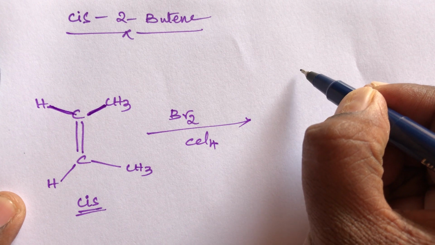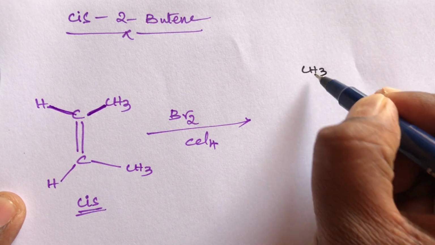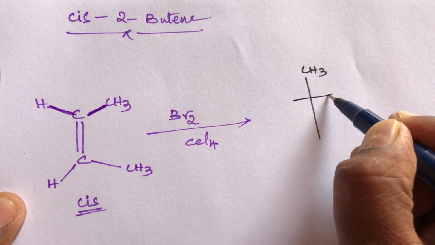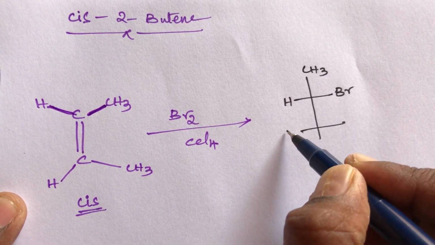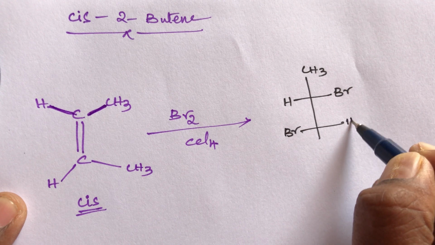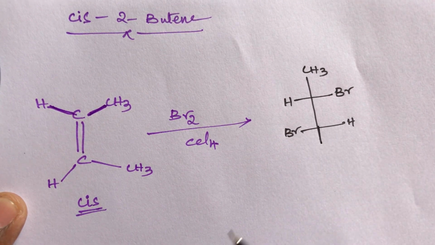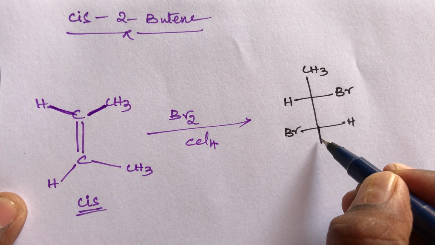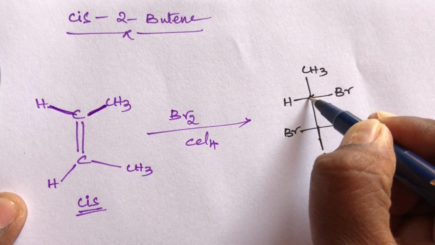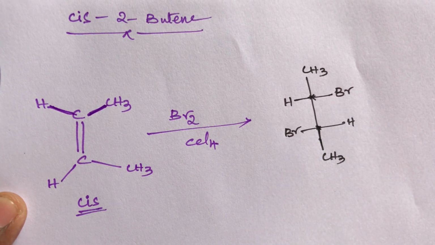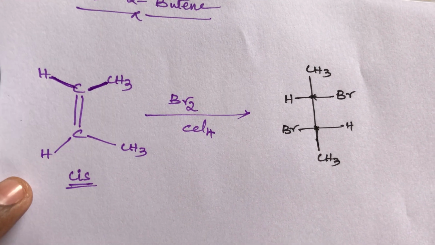So we can write the product, that is CH3. One bromine will attack the right hand side and another bromine will attack the left hand side. These two bromines will attack opposite to each other. It is called anti-addition reaction. It is also a chiral center. It is also one chiral center. Here in this compound two chiral centers are present.